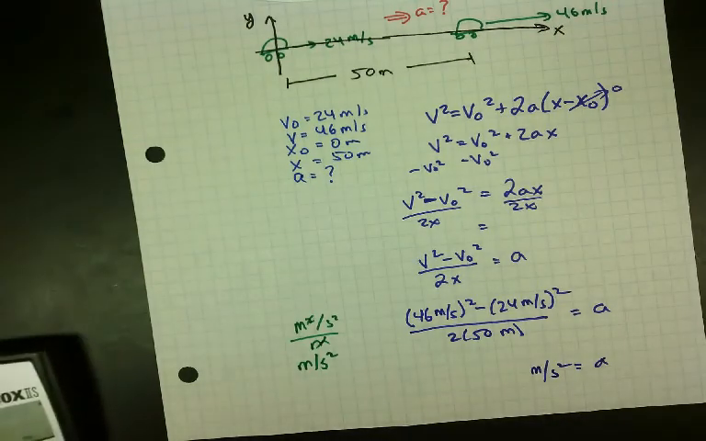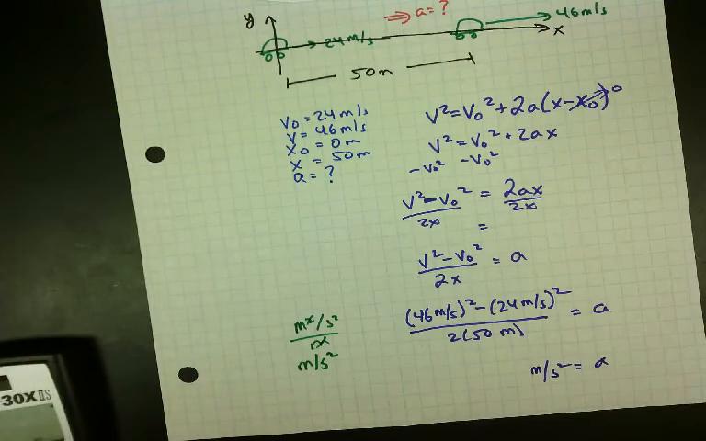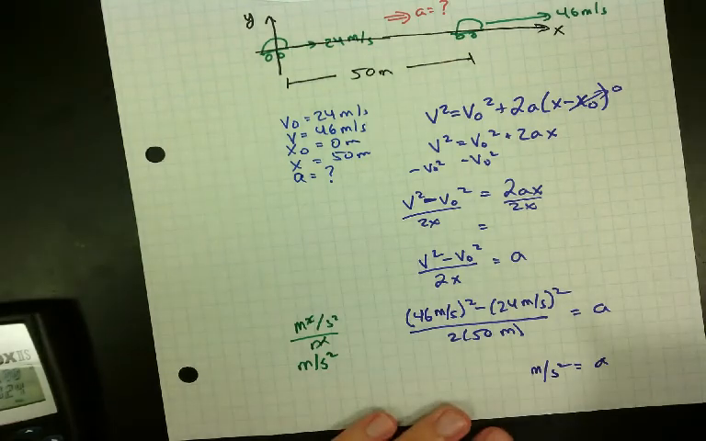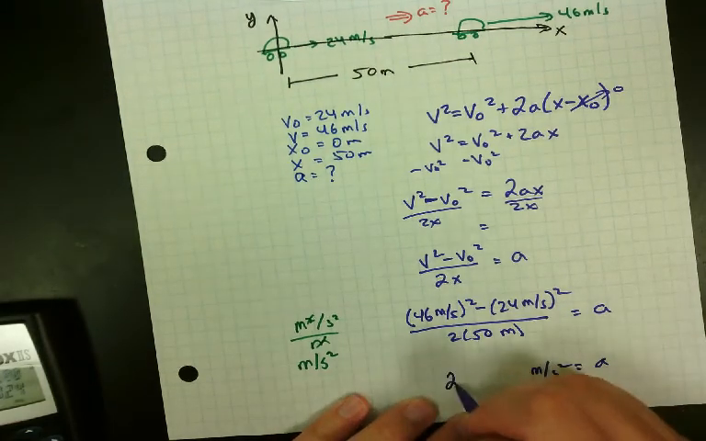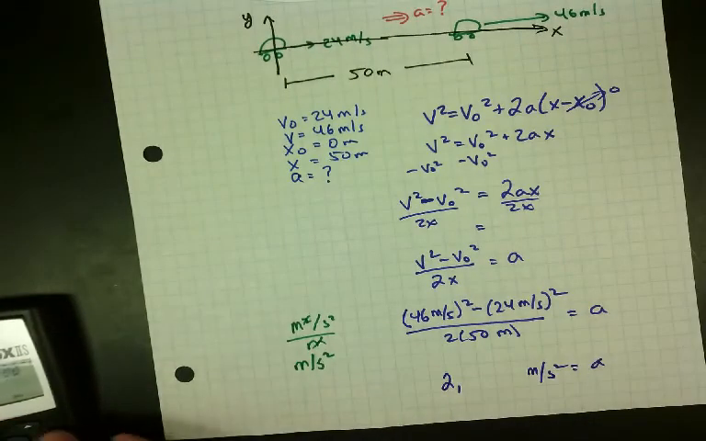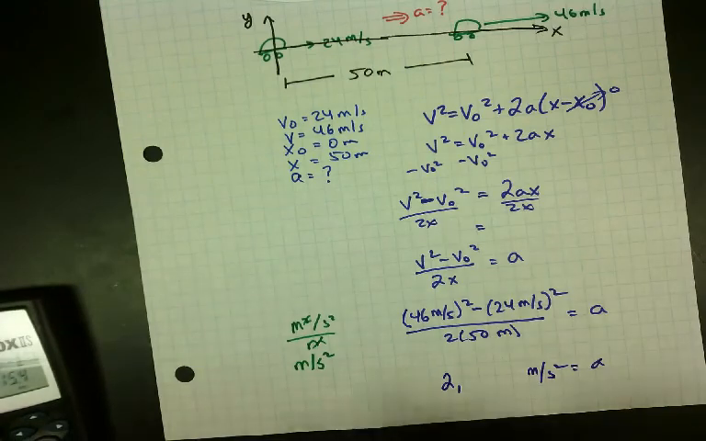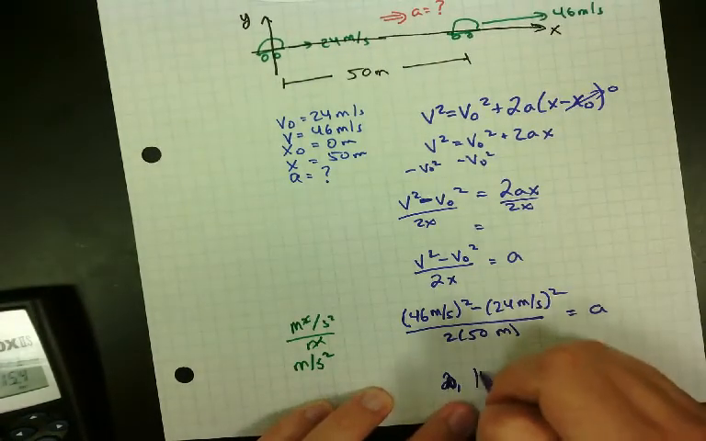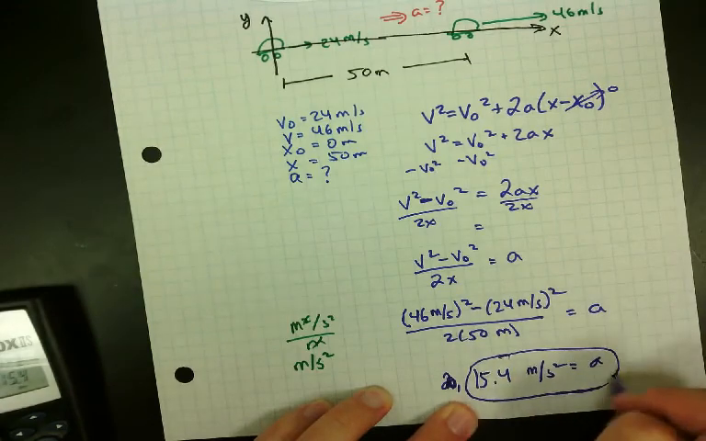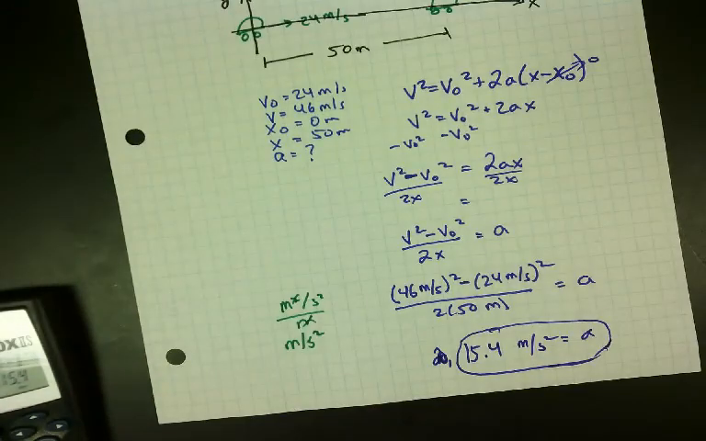So if I plug in those numbers, I get what? 2,000. That's not right. I screwed that up. 2,000, where's that come from? I need to put parentheses in. I'm getting something like 15.4 meters per second squared. All right. That's how to use the kinematic equations.